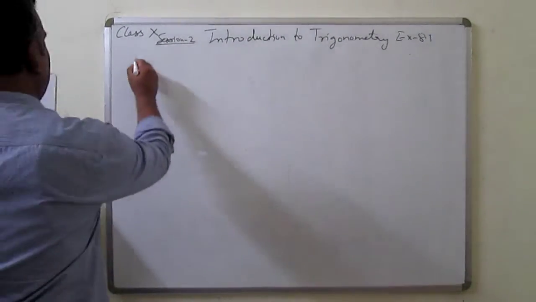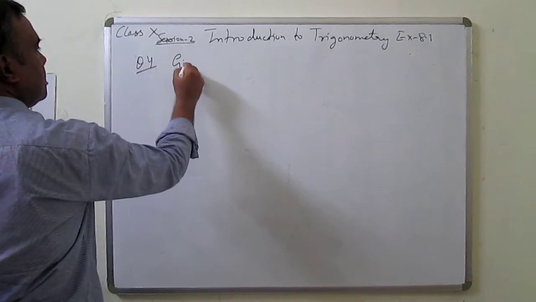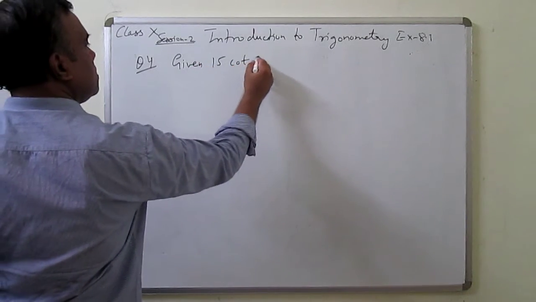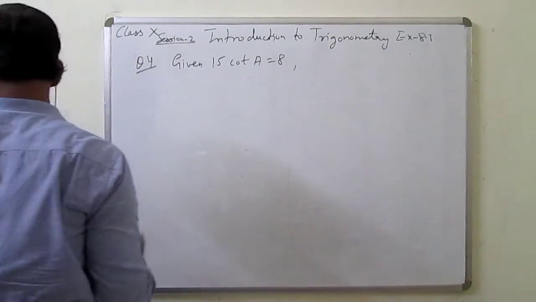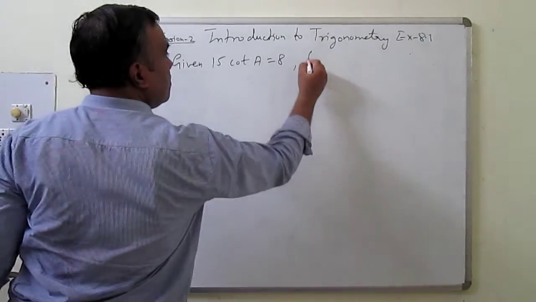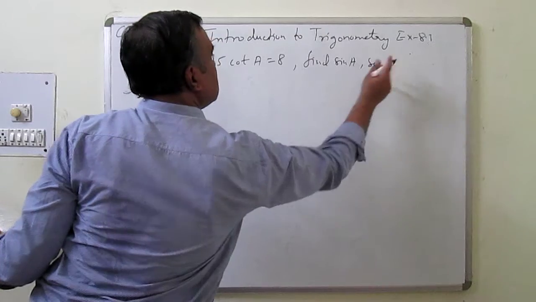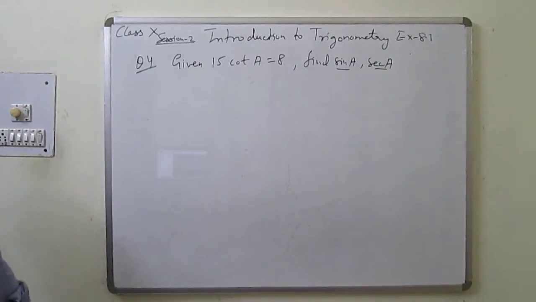Question number 4. Given 15 cot A is equal to 8. Find sin A and sec A. Find sin A and sec A. sin A और sec A निकालना है.